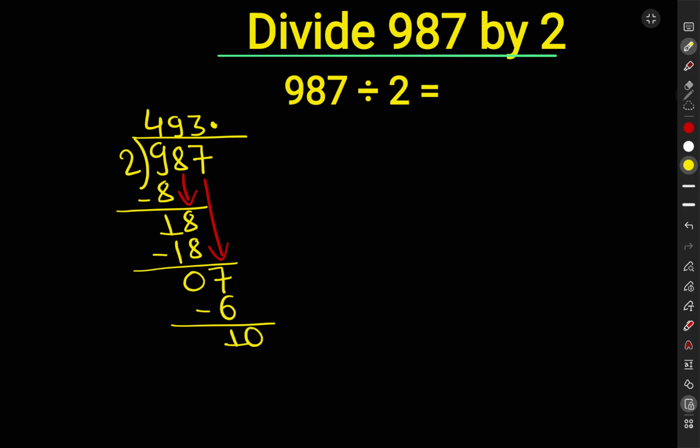So it is 10 and 2 times 5 is 10. On subtracting we get 0. So 987 divided by 2 is 493.5.